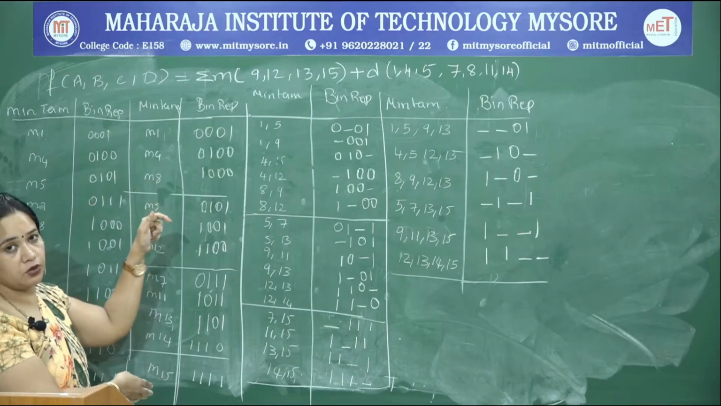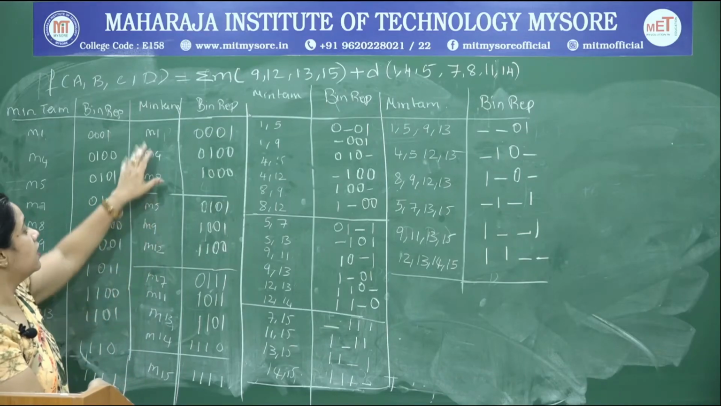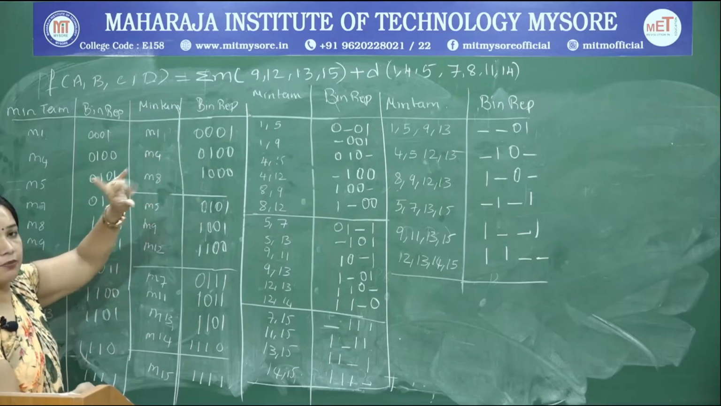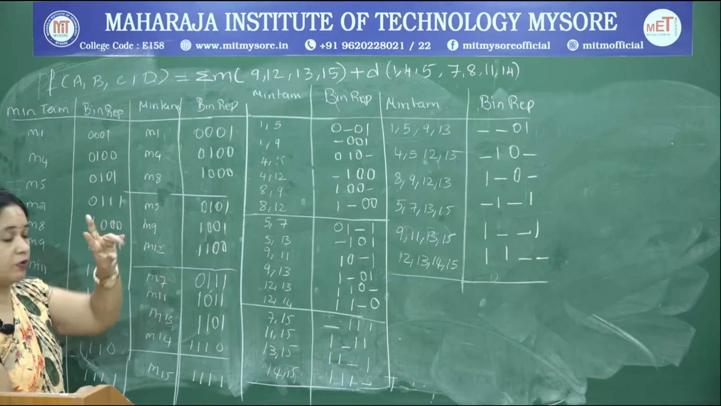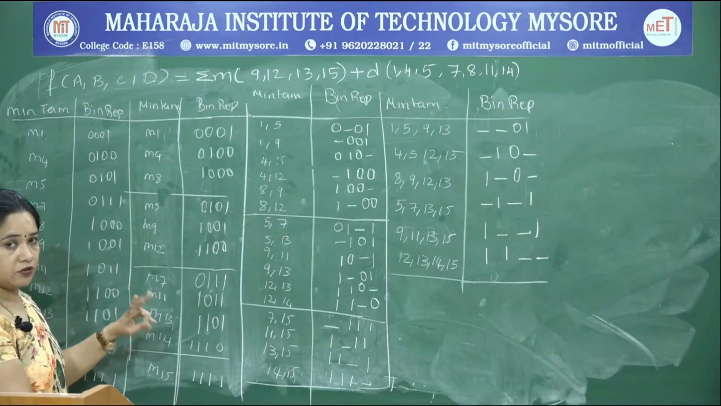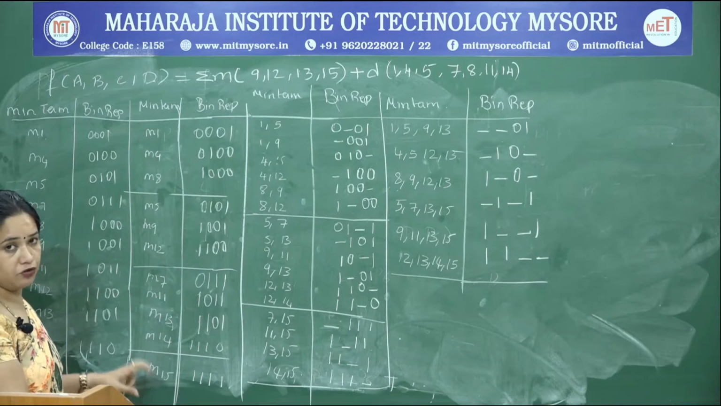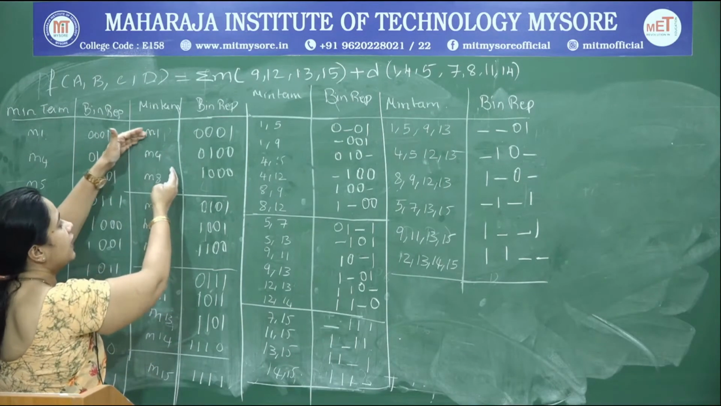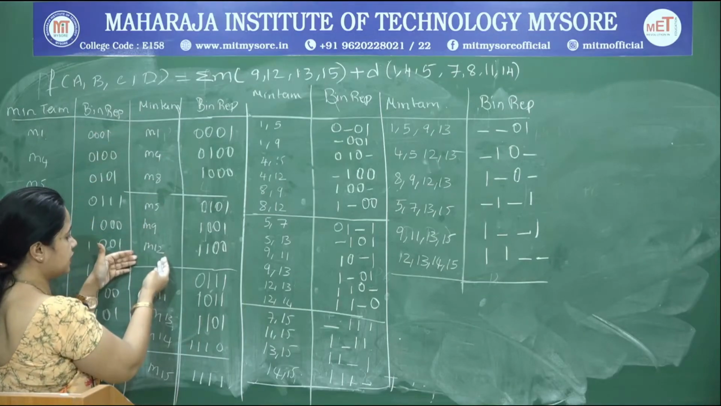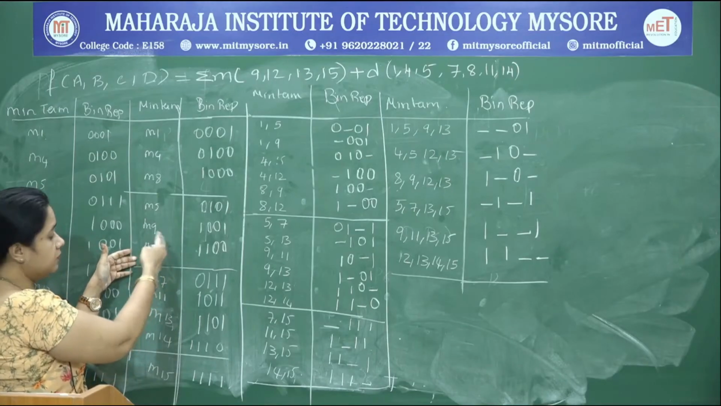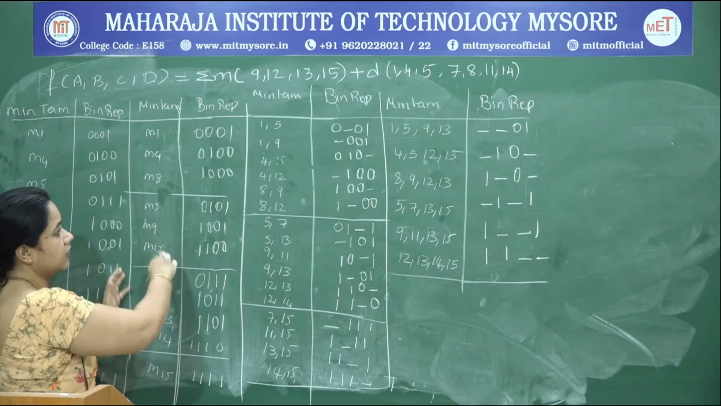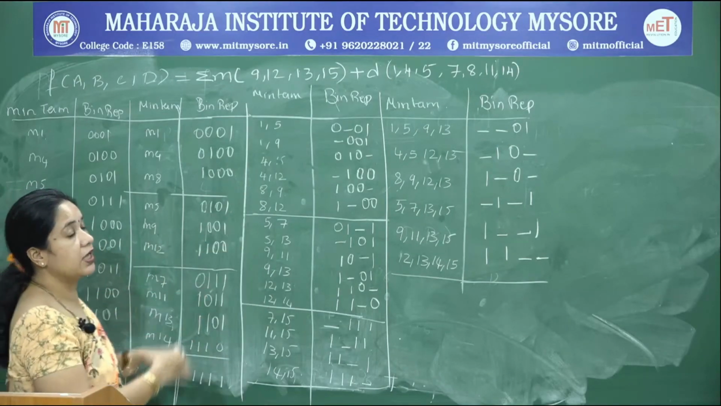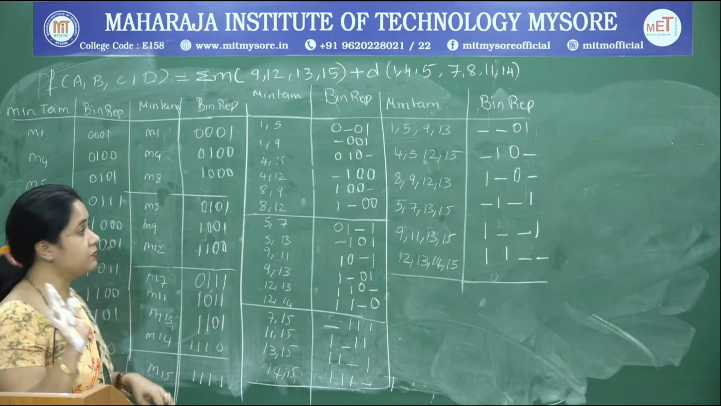Next we have grouped them according to the number of ones. So we have group 1 comprising 1 one, group 2 comprising 2 ones, group 3 comprising 3 ones, and finally M15, which has 4 ones. The next step is comparing every element of each group with every element of the adjacent group, and carrying it to the next column by merging them if they differ by 1 bit position.